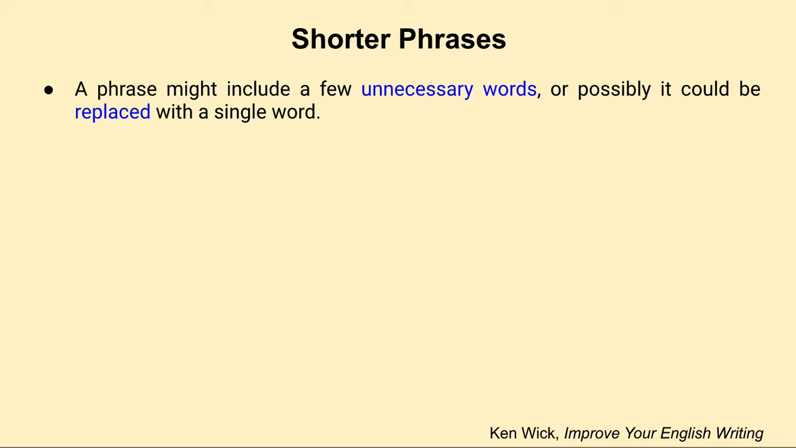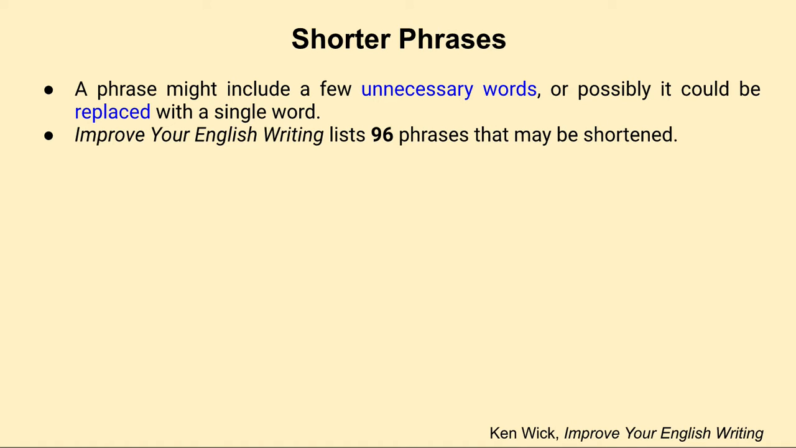A phrase might include a few unnecessary words, or possibly a phrase could be replaced with a single word. The good news is that the companion volume lists 96 phrases that may be shortened. When you read through the examples, you will find other similar situations that can be shortened. So these aren't the only 96 that can be shortened in the English language. These are just 96 phrases that will hopefully prompt you as you're writing to see similar examples in your writing that you can shorten.